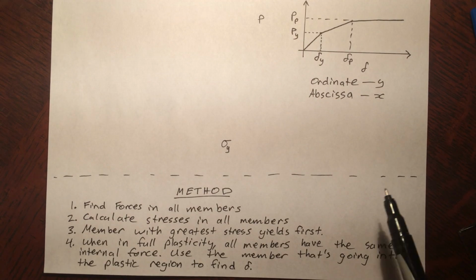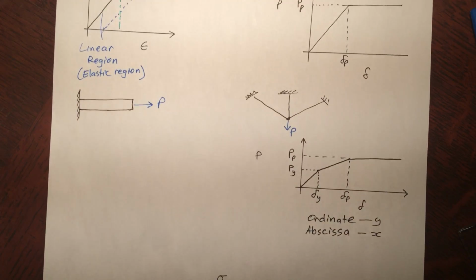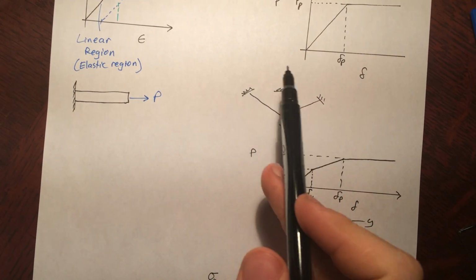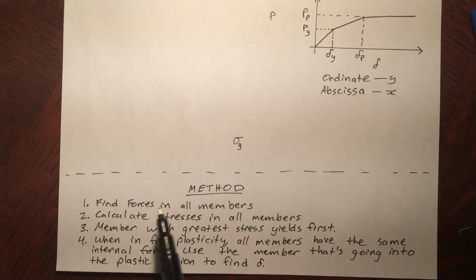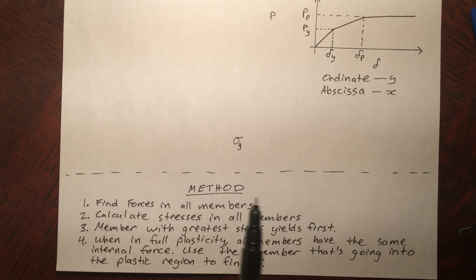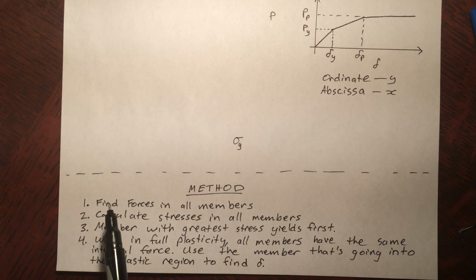So the first thing you got to do is find the forces in all the members. Going back to this example, I'll work through a detailed example of this axial example in the next video. So you find the forces in all the members. That's not too hard. You do free body diagrams. We've been doing that all along. Then you calculate the stresses. That's just the force divided by the area.